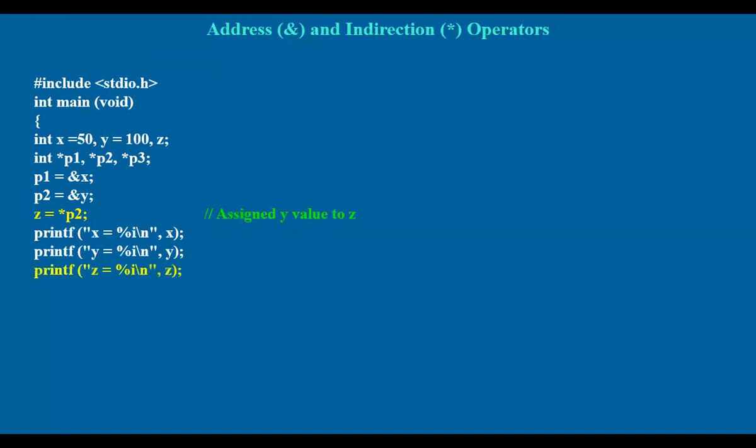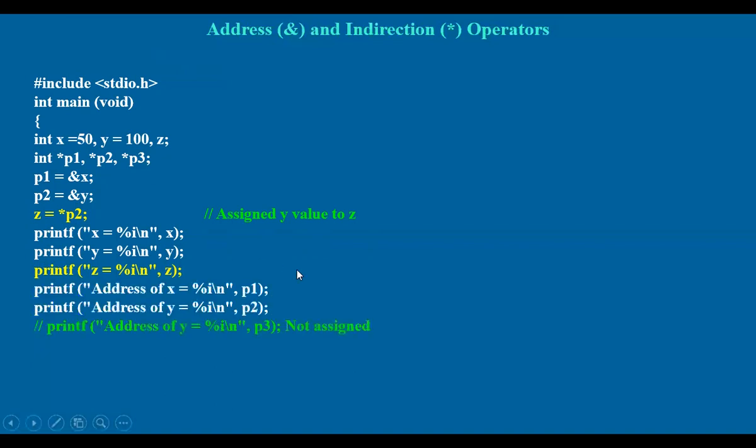The value of y and the value of z. The z value we are getting indirectly. Let us see how it is. Now P1, P2 is mentioned here, and there is no P3, right? P3 we have defined, but not assigned any value. That's why I have taken it as a comment.